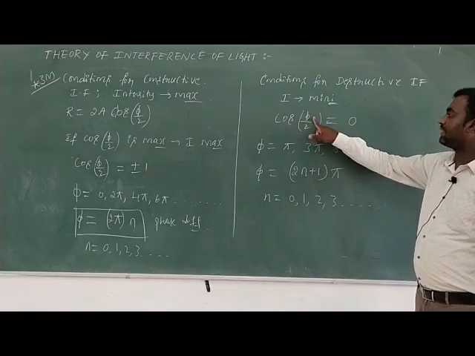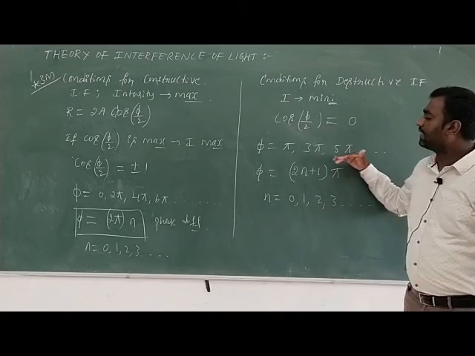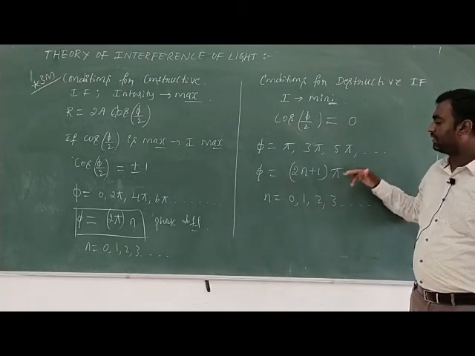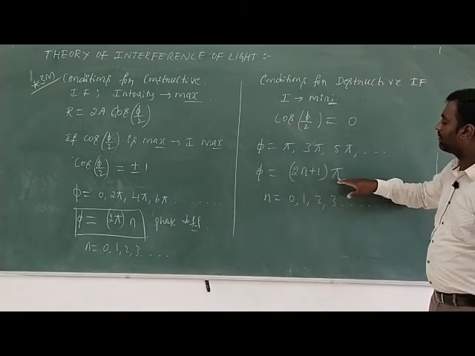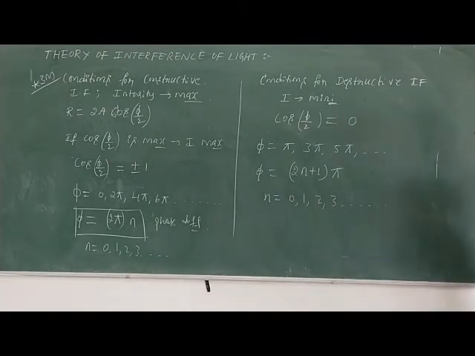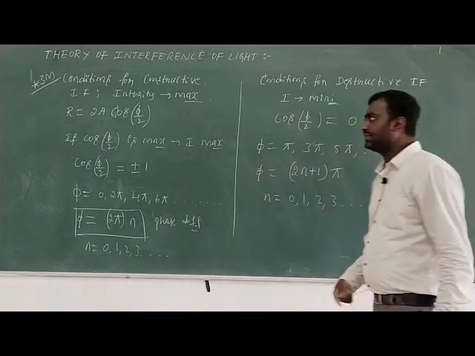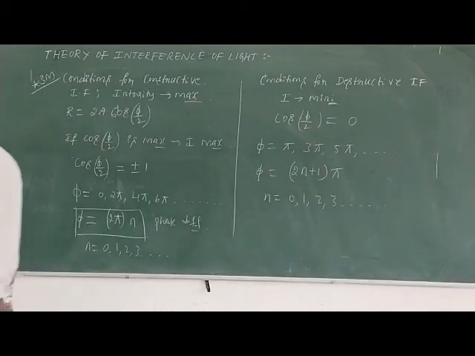Like that, if you go for 3π/2 or 5π/2, the value is 0. Like that, it holds for odd integer multiples. For that purpose I have taken here (2n+1) multiplied by π. What is the phase difference in the case of destructive interference? It is the odd integer multiple of π. So this is all about the condition for constructive interference and destructive interference.